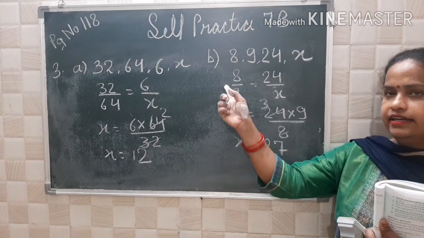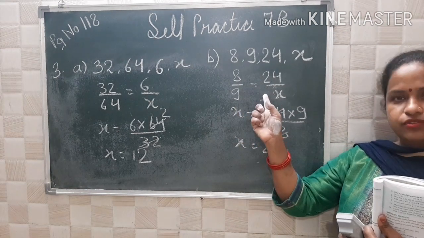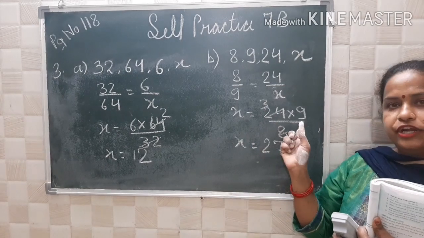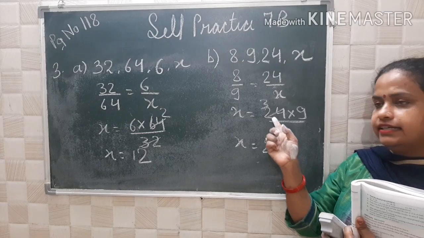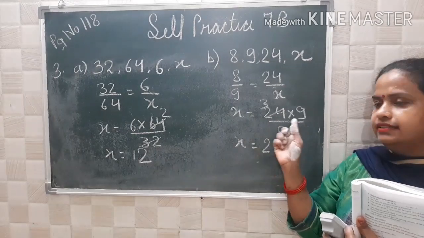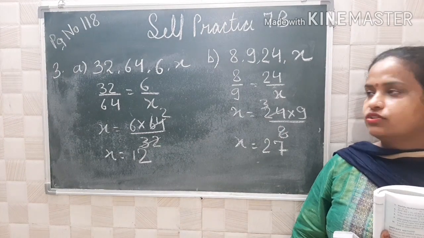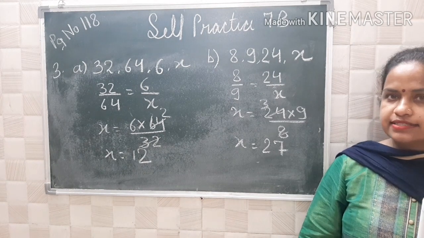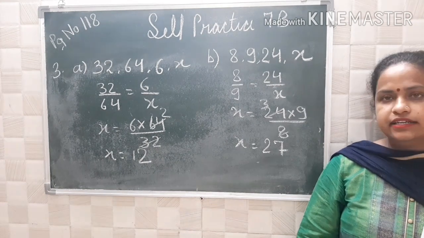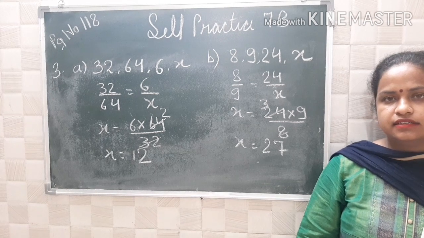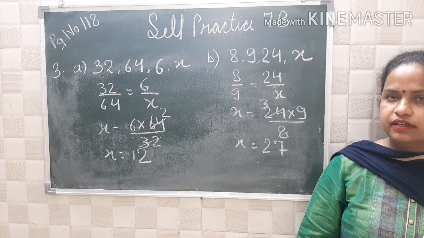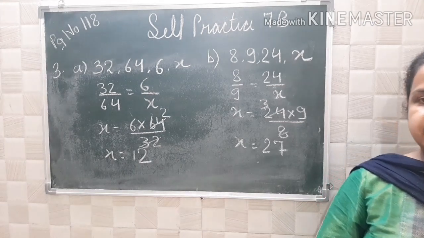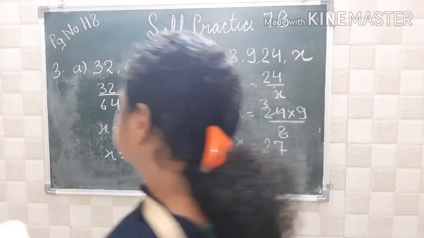See here, 8 upon 9 is equal to 24 upon x. X will be equal to how much? 24 into 9 upon 8. 8 3s are 24 and 9 3s are 27. So what is the value of x here? 27. Is it clear? Or is there still any confusion? It is clear to you all? Okay. Now let's see the C part of it.